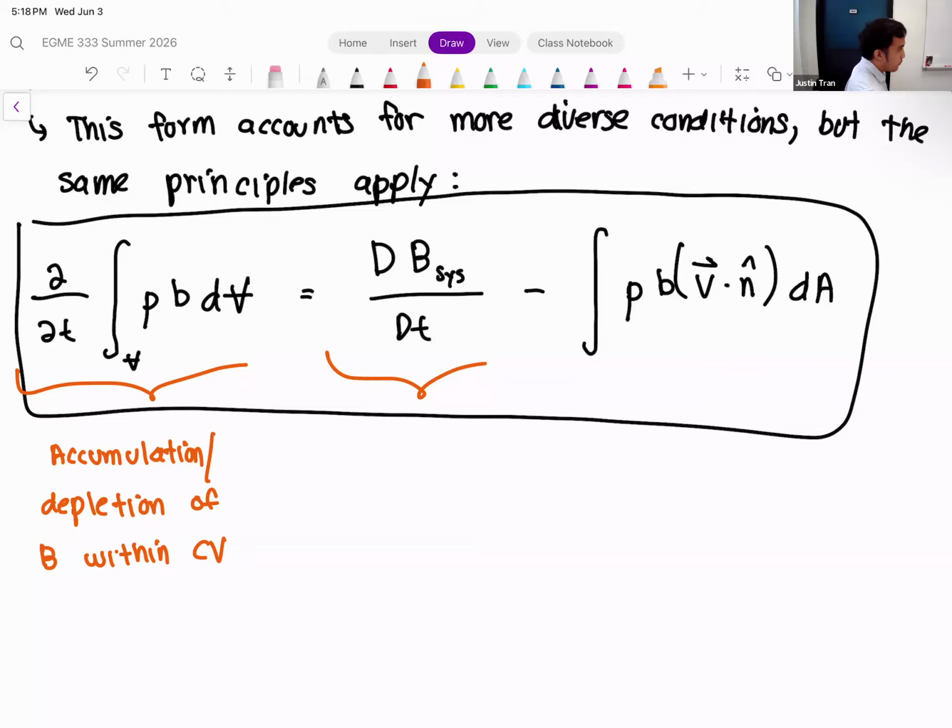Right. So it's just in a different form, right? And so this accounts for the fact that we may have differences in V at different locations within the control volume. That's why we have that integral there. Okay. Next, we have the material derivative. So this is the same.